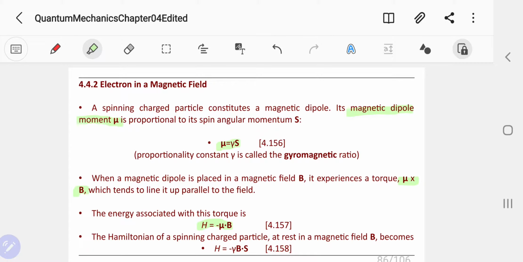And so with equation 4.156, you will have H equal to negative gamma times the dot product of B and S. Here, S is a matrix and B is a vector.